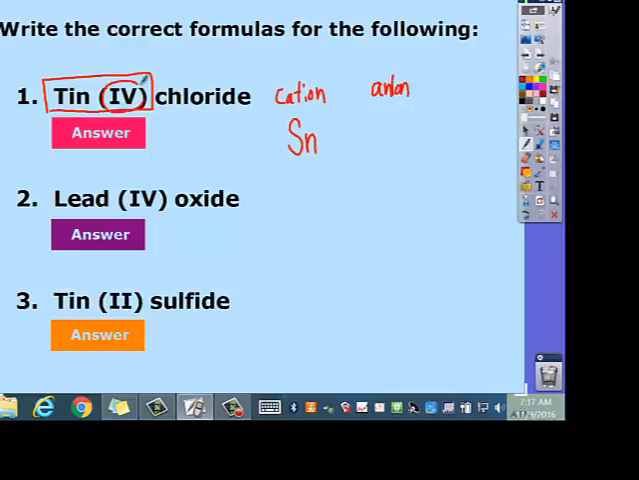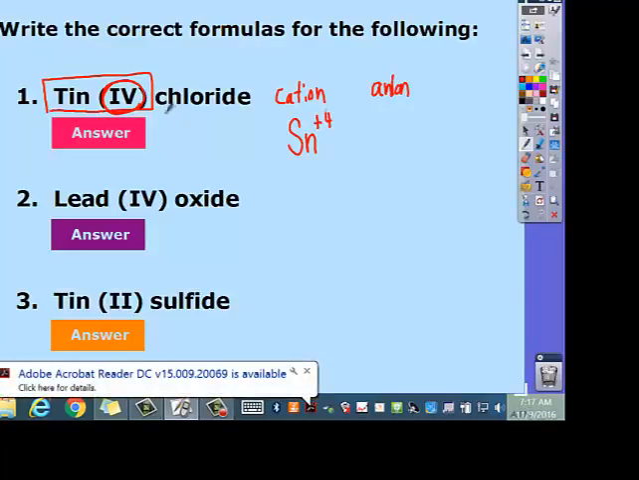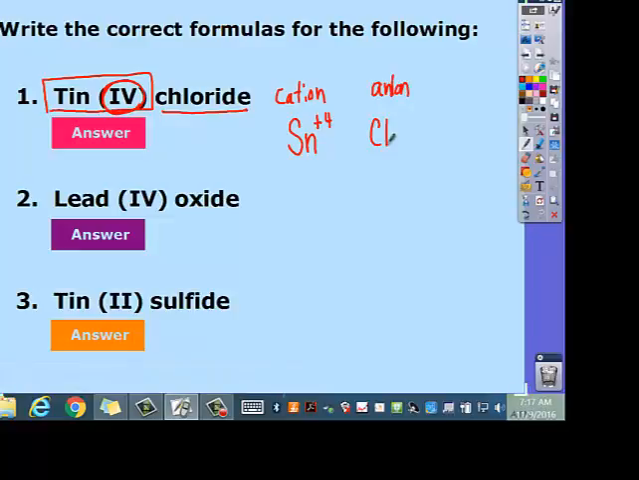This part right here, this is an IV. That also stands for 4. So that is a +4 charge. Chloride is my anion, which is Cl, chlorine. And we can look on the periodic table. That's in my 17th group. That is a -1 charge. I'm going to cross my charges. There. I'm going to cross them, so I'm going to get my formula SnCl4.